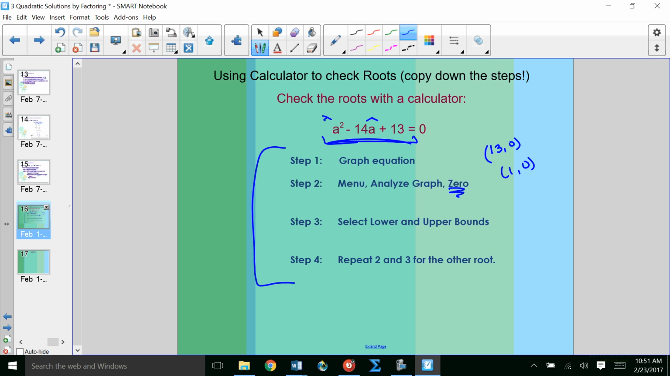So lots of ways our calculator is useful to us in checking our work this unit. That takes us to the end of our lesson for today on graphing quadratics by factoring.